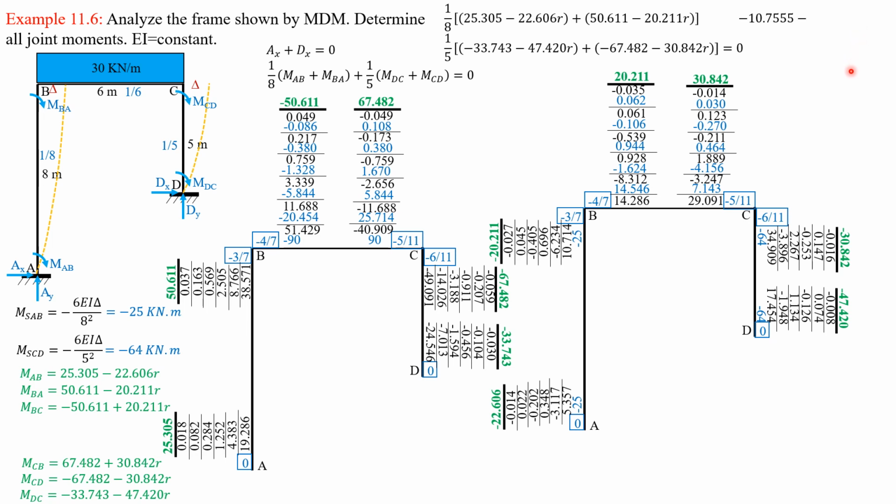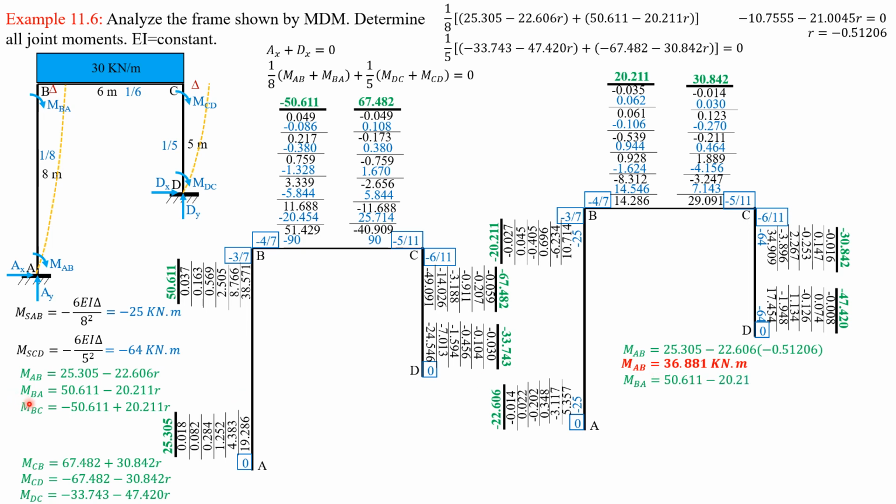From here, we can solve for R, and R is negative 0.51206. Having solved R, we can now compute the final moments into this equation. MAB is 25.305 minus 22.606 of negative 0.51206. And therefore, MAB is equal to 36.881 kilonewton meter as compared to 36.89 something, I think, by slope deflection equation and by method of least torque. Anyway, they are very, very close.